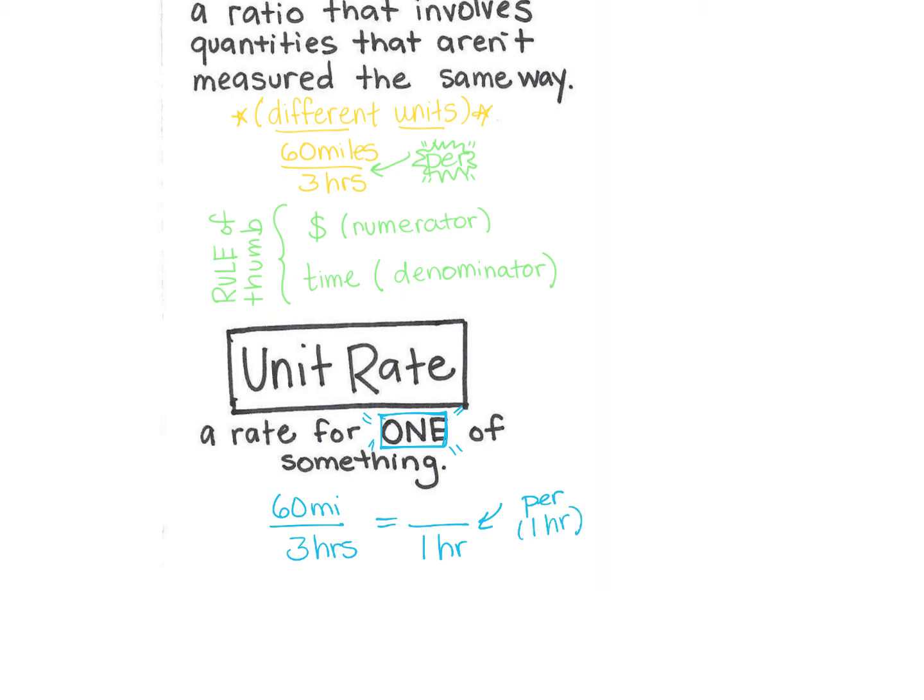We are setting up a proportion. To get from 3 hours to 1 hour, I'm going to divide by 3, which means I would do the same thing in the numerator to get an equivalent ratio, or rate in this case. 60 divided by 3 is 20. So my unit rate is going to be 20 miles per hour, and it is equivalent. See, I'm using this equal sign here. It's equivalent to 60 miles in 3 hours.